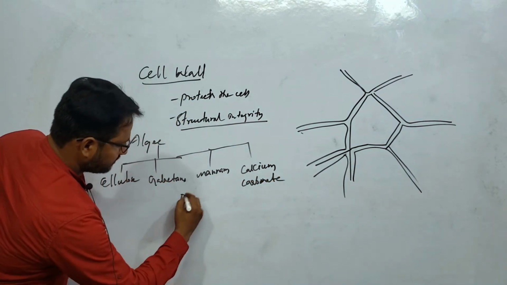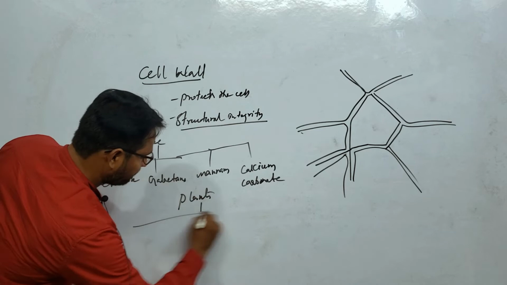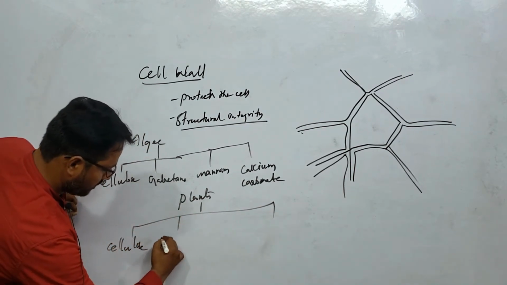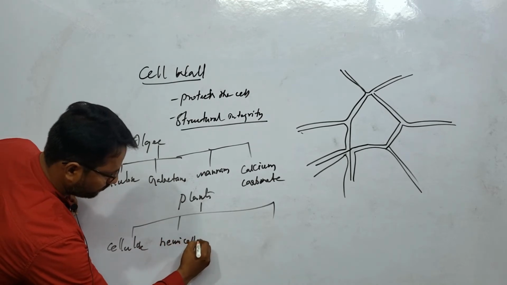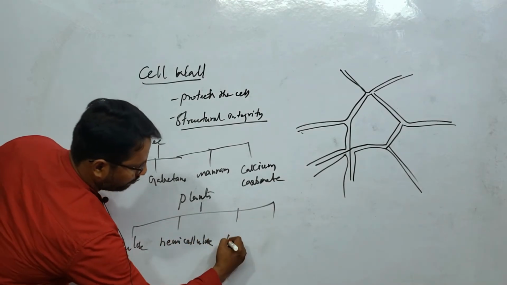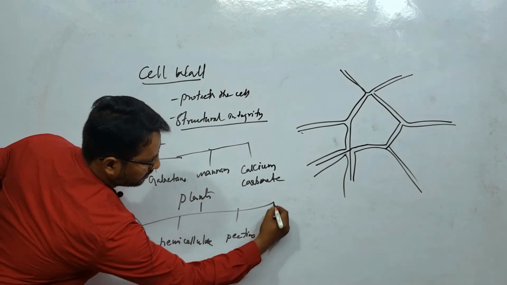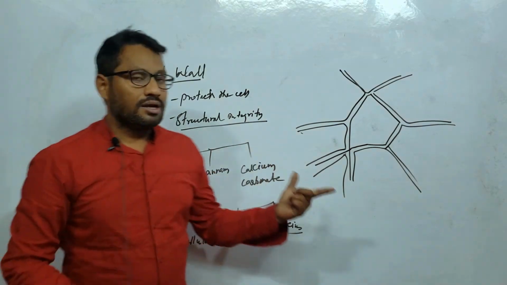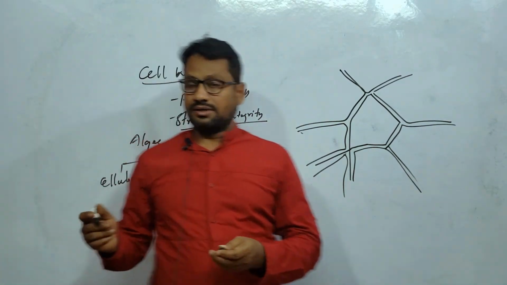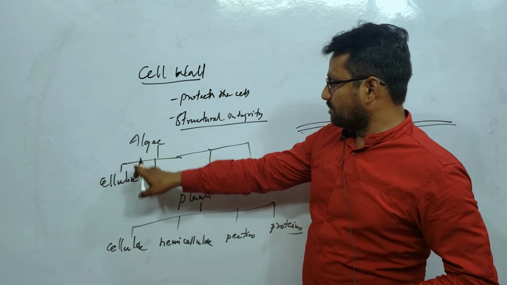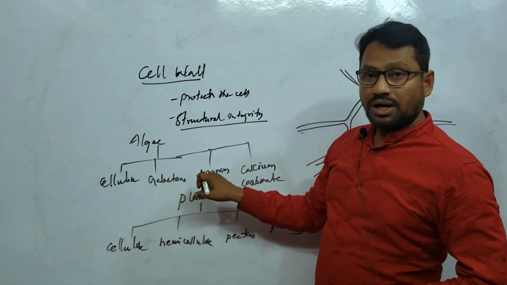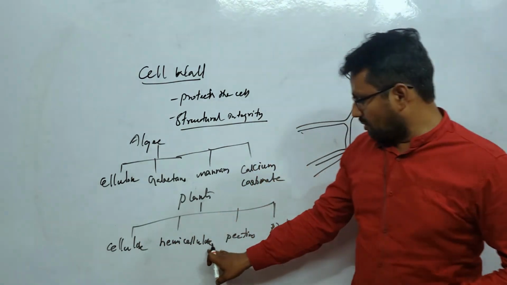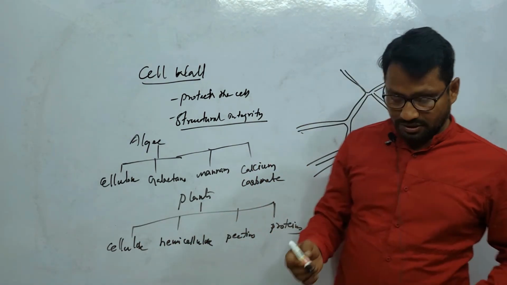Whereas in plants, it is made up of cellulose, hemicellulose, pectins and also proteins. So, what we learn here? Cell wall in different organisms is different, meaning the composition is different: in algae it is made up of cellulose, galactans, mannans and calcium carbonate, whereas in plants it is made up of cellulose, hemicellulose, pectins and proteins.